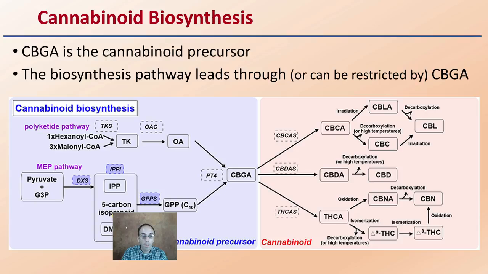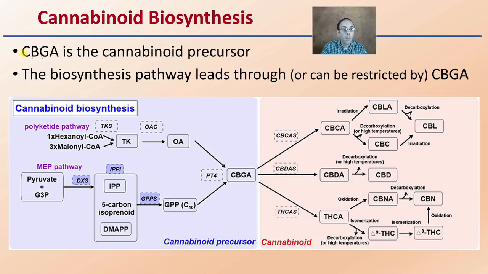Lastly, looking at the cannabinoid biosynthesis pathway, CBGA is a cannabinoid precursor. Again, we see all these cannabinoid processes going through, all arrows leading to CBGA, and then from there, all arrows coming from CBGA. This biosynthesis pathway leads through, or at least can be restricted by, CBGA. So this is why it's an important precursor to understand, not only how plants produce it, but how it goes on to produce other compounds in the plant. That restriction point there can be vital and great for future research.